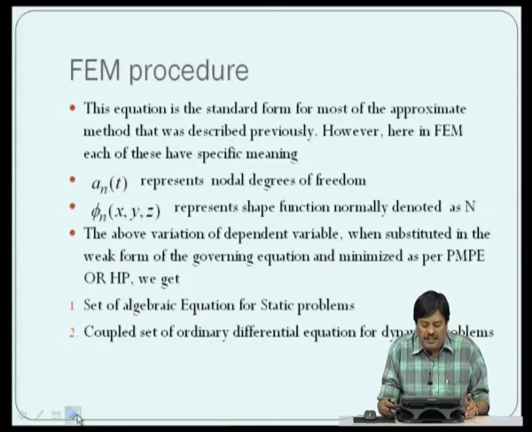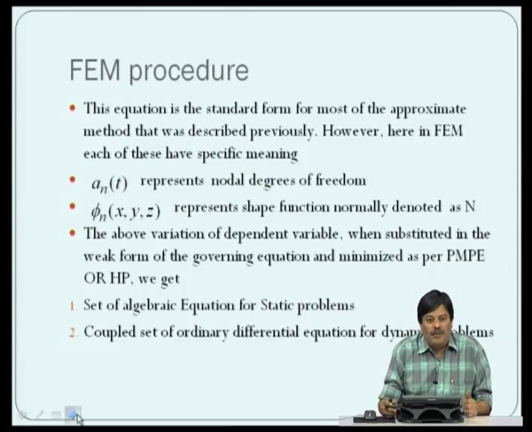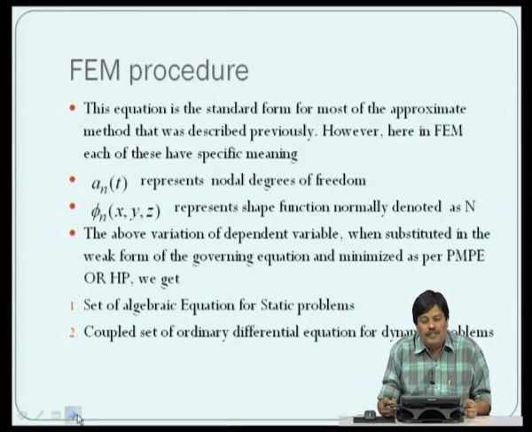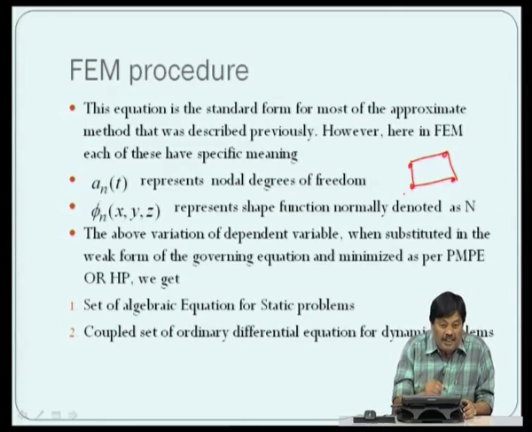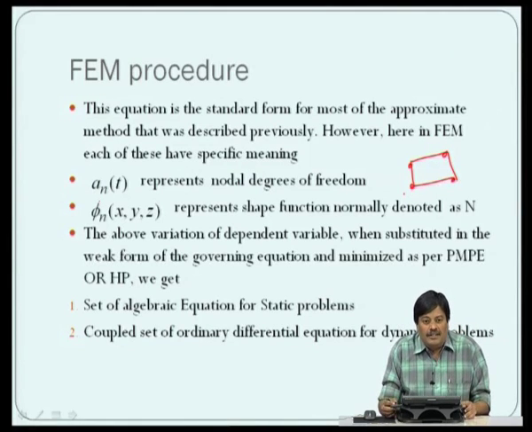So, equation 1 is the standard form for most of the approximate methods that were described previously. However, here in FEM each term, as I said earlier, has a specific meaning. For example, a n of t represents the nodal degrees of freedom, that is each element will have nodes. For example, if it is a rectangular element, we have 4 nodes, and the degree of freedom in each of these nodes represents this a n of t.